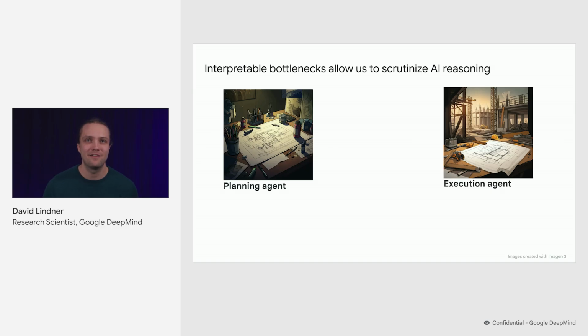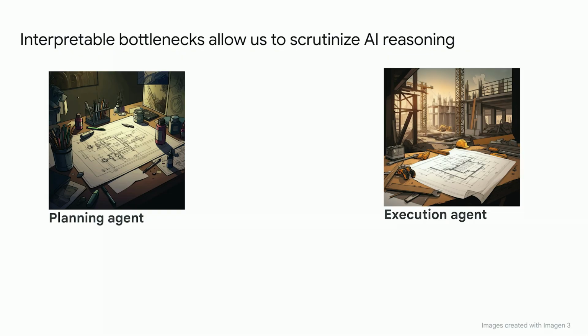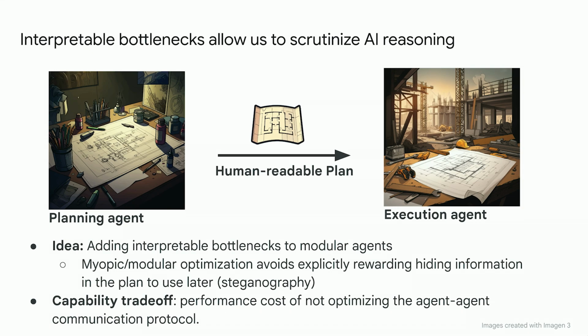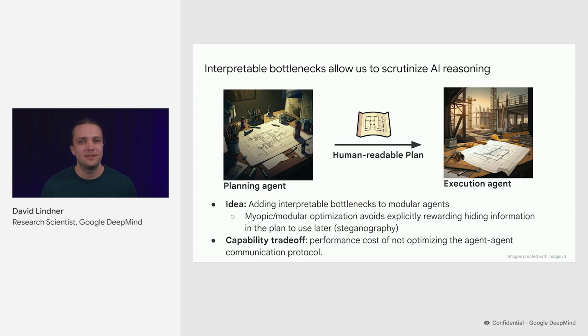Another way we can view the situation is as building modular agents, where we have a planning agent that's separate from an execution agent. To further enhance safety in this situation, we can force the 2 agents to only communicate via a human-readable plan. For example, if the planning agent has to communicate its plan to the execution agent in natural language, then humans can scrutinize the plan and make sure that it's safe. If we combine this with the myopic training that I mentioned before, then we can hopefully avoid also incentives for unintended hidden communication between the agents. However, there again is a trade-off, because if we're forcing the agents to use a human-readable plan, that makes the communication between the agents less efficient than it could be if we optimized it.